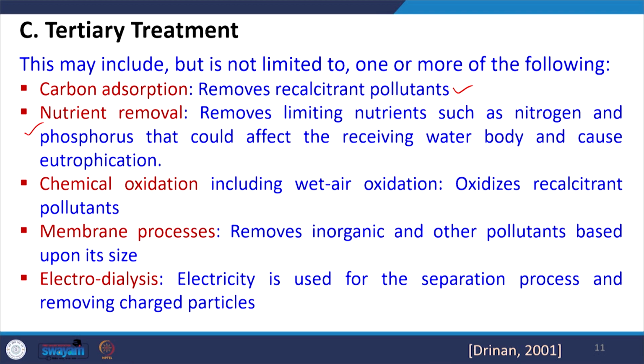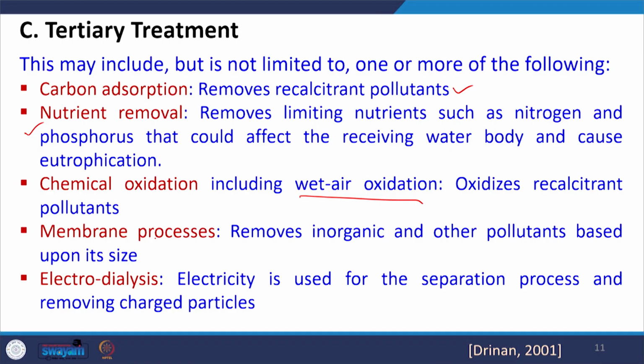Then there are methods which oxidize the chemicals present in the water via various techniques, which may be wet air oxidation or any other methods. So, they oxidize the recalcitrant pollutants which have not been removed by the biological method. There is a possibility that after the secondary treatment there may be some pollutants which may still be present, because these pollutants are recalcitrant, they cannot be removed by biological process. So, they have to be oxidized via chemical methods.